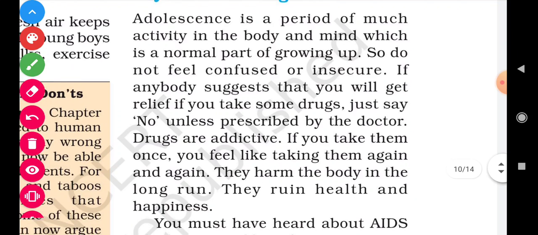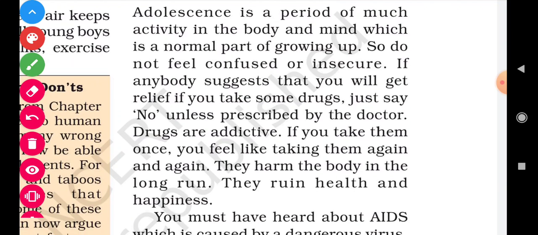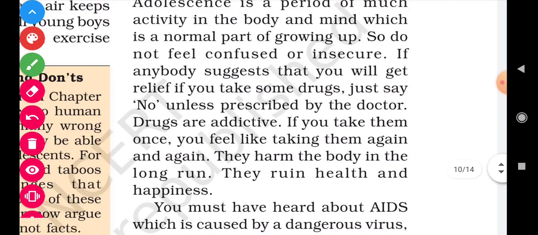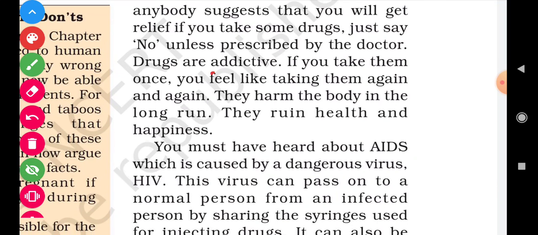If anyone tells you to use or take some drugs, just say no unless prescribed by the doctor. If the doctor is not prescribing you the specific drug, then say no to this kind of drugs. Drugs are addictive, means उसकी आदत पड़ जाती है बाद में. If you take them once, you feel like taking them again and again and again.